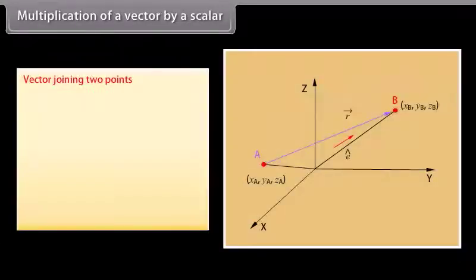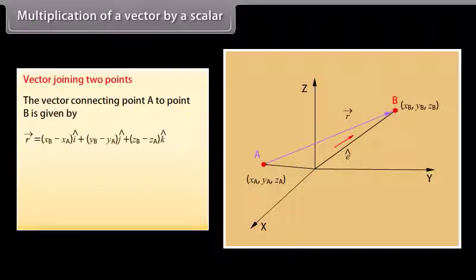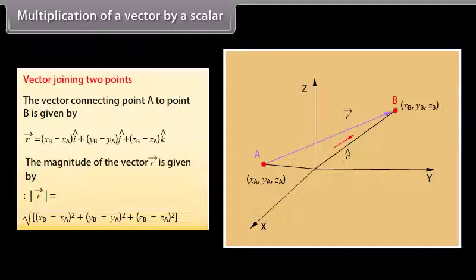Multiplication of a vector by a scalar. Vector joining two points. The vector connecting point A to point B is given by vector R equals (XB minus XA) cap i plus (YB minus YA) cap j plus (ZB minus ZA) cap k. The magnitude of the vector R is given by square root of (XB minus XA) whole square plus (YB minus YA) whole square plus (ZB minus ZA) whole square.